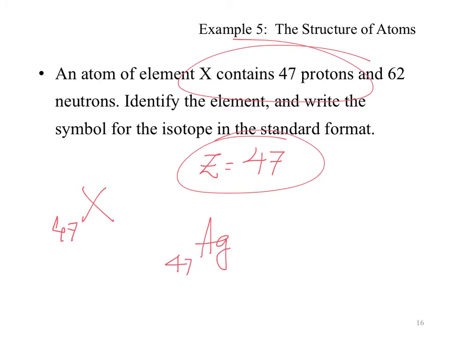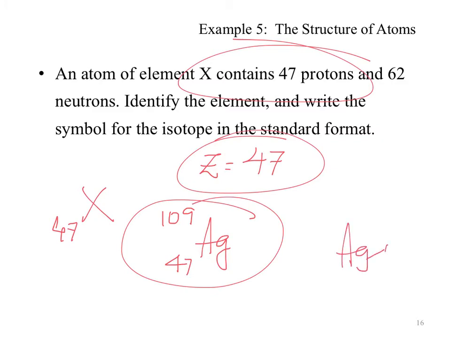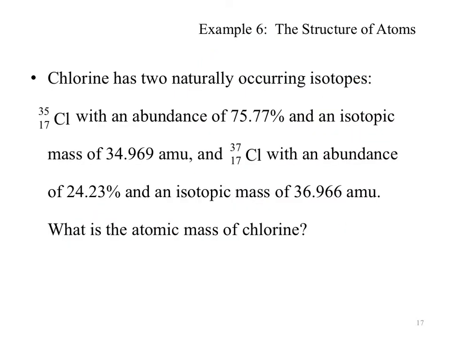And since upon adding 47 and 62, you're going to get 109. This is the standard format. You're talking about Ag 109 or Ag 107 for the mass number, 47 for the atomic number. Okay. Let's take a look at another one.